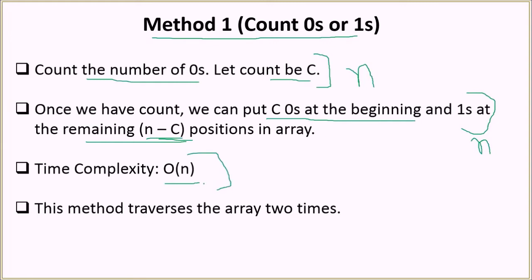Okay, so this problem can be solved in order of n time complexity, but the thing is that this method traverses the array 2 times. So can we do better? Can we solve this problem by traversing the array only once?